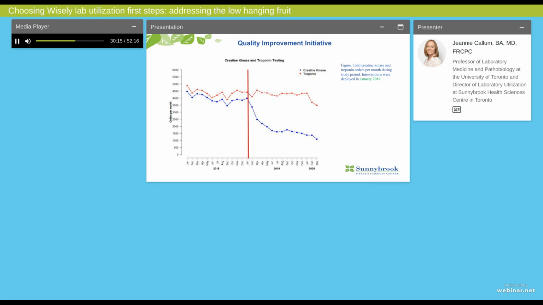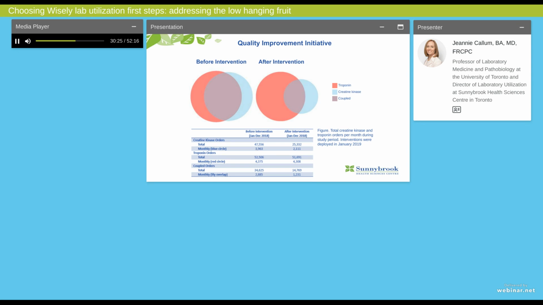And it worked. We're now sitting at about a third of the time they order troponin, we get a CK. We still have room for improvement, and we're still working on this, but we've made a major dent in the ordering of CK.